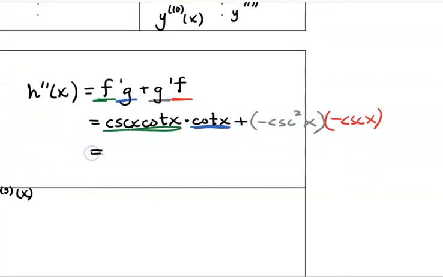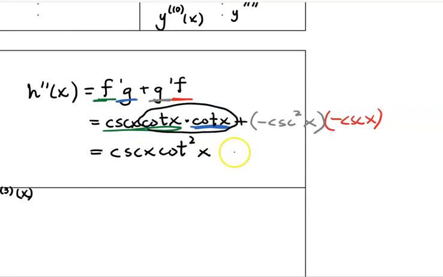Now let's do some simplifying in here. In the first term, we have two cotangents being multiplied together, and so we're going to have cosecant x cotangent squared x. Cotangent squared is coming from those two cotangents coming together. Careful with your signs here. We have a minus minus, so this will stay as a plus. And we're multiplying a cosecant squared with a cosecant, so we're getting a cosecant cubed x.